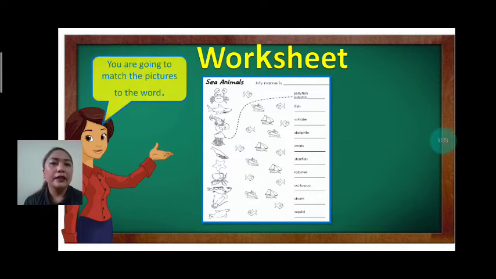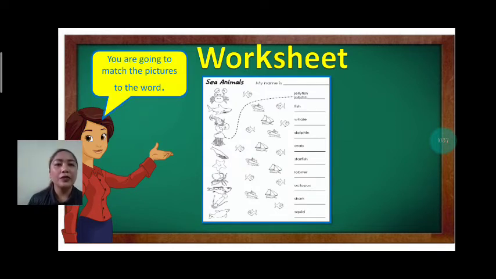Okay. You are going to match the pictures to the word. Again, you are going to match the pictures to the word. And don't forget to color the sea animals.